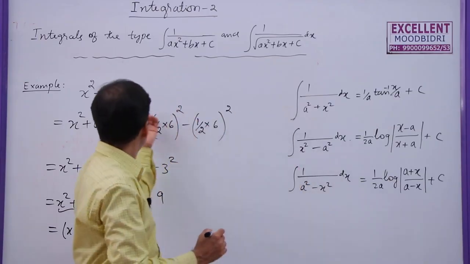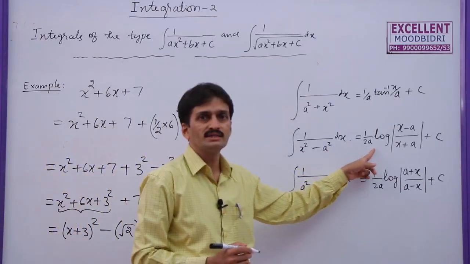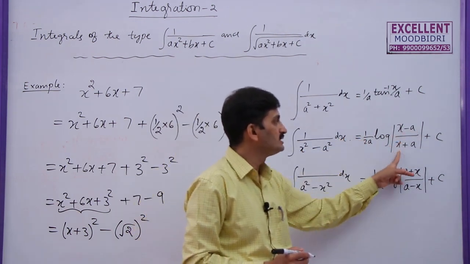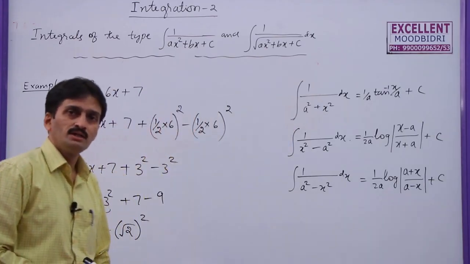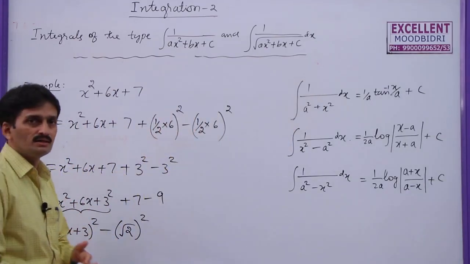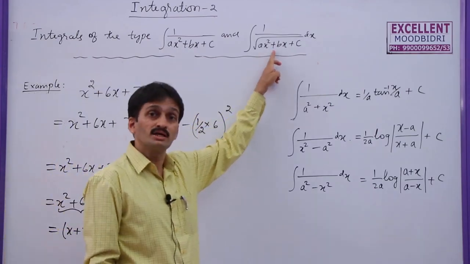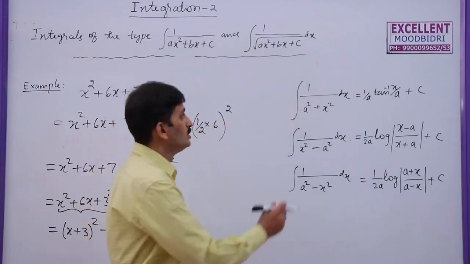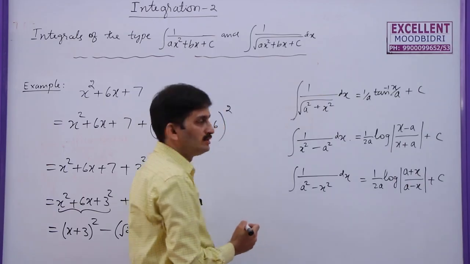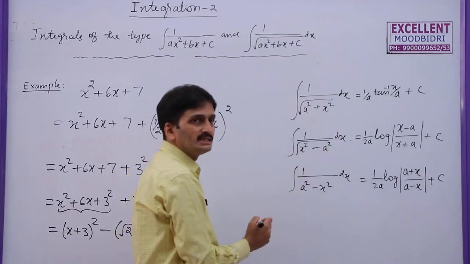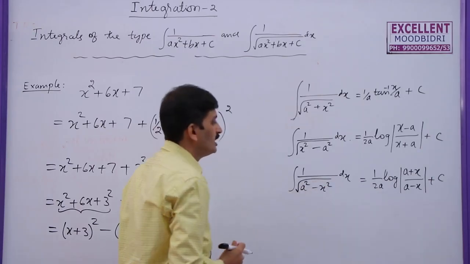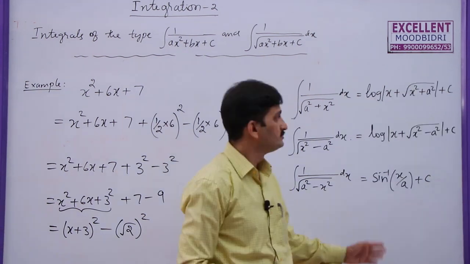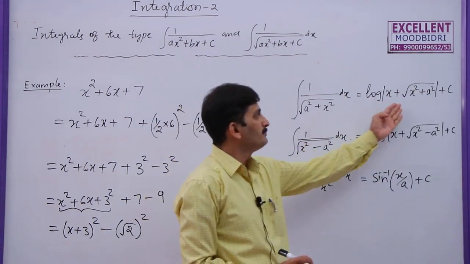So once you transform this expression to this form, then you can apply this integral, because the integral of 1 by x square minus a square is 1 by 2a log of mod x minus a by x plus a plus c. Now you have to follow the same method for the second integral. First complete the square. Once you complete the square, the given integral will be transformed to integral of 1 by root of a square plus x square, or 1 by root of x square minus a square, or integral of 1 by root of a square minus x square. Correct? Okay, so then you can apply these three integrals.